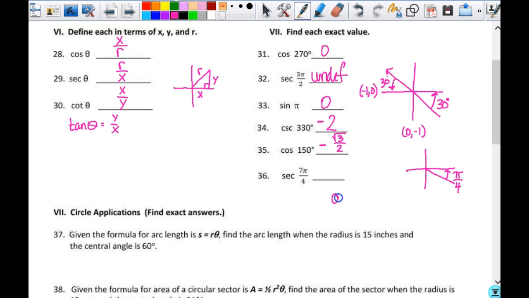So cosine of pi fourths is square root of 2 over 2. So that means it's going to give me 2 over the square root of 2. So when I rationalize that, that's going to give me 2 square root of 2 over 2, which just means it's the square root of 2.